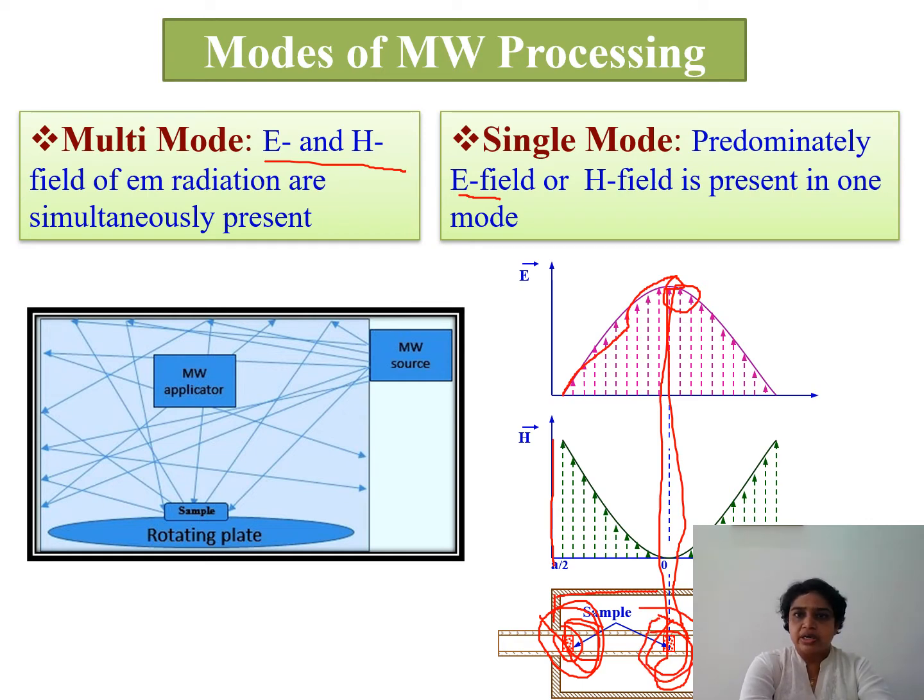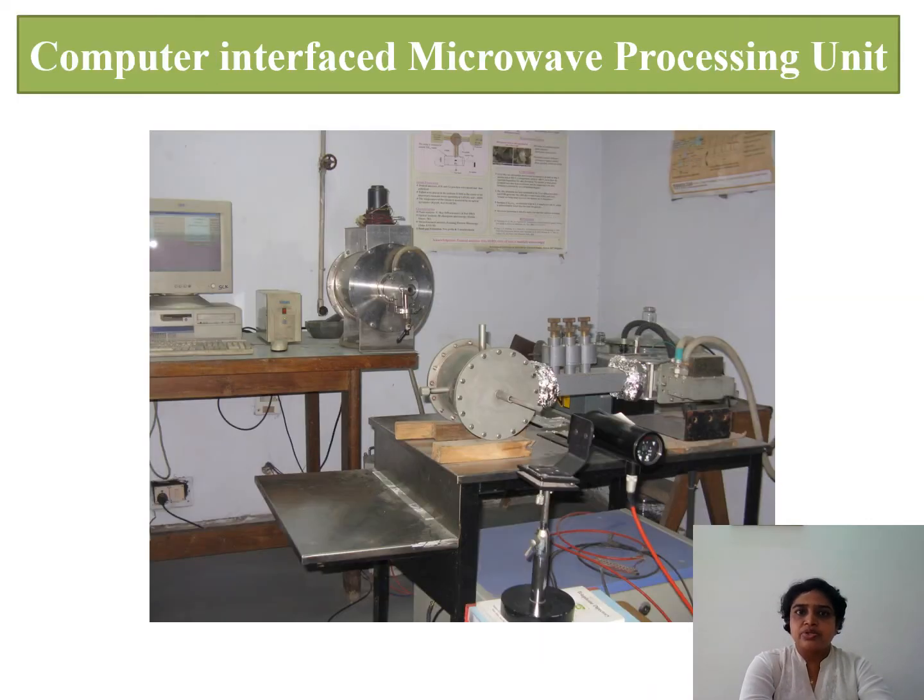Let's go further. This is the system which I used during my PhD work. This is basically a multi-mode applicator, where both modes were present, and this is a single mode applicator. With the help of the waveguide, circulator and everything, only one mode was present at the center. This is H field.